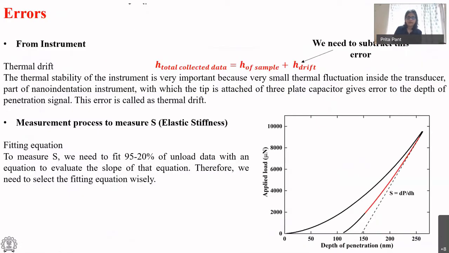Okay. Now, this is the slope of the unloading curve. If you can see here, this is now your corrected data, we assume.